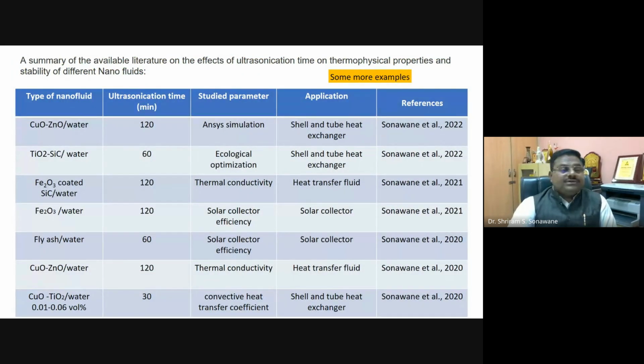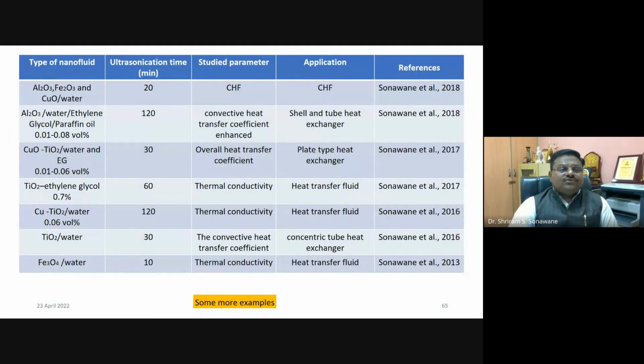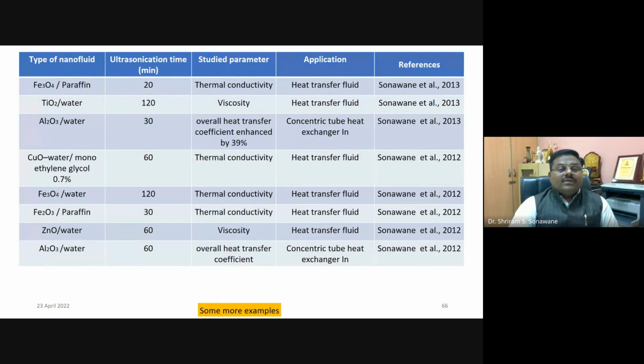So this was about some of the literature survey which is published by my group. Most of the papers are published. Next. So many examples are there, so many applications are there, but I limit the applications because of time constraints. Next slide.